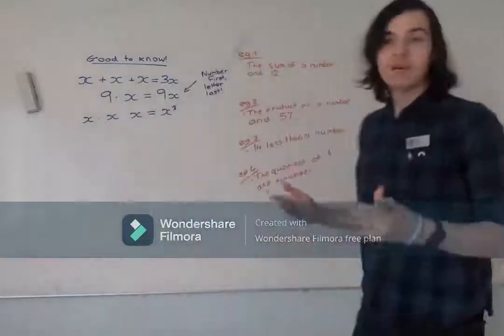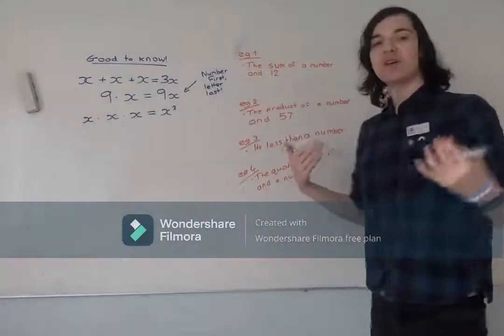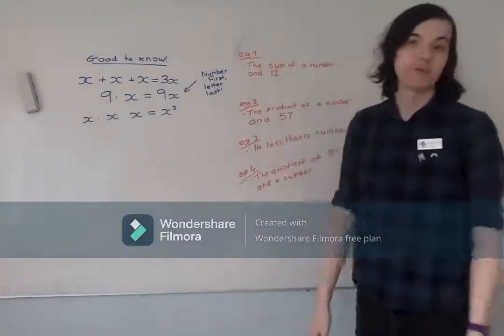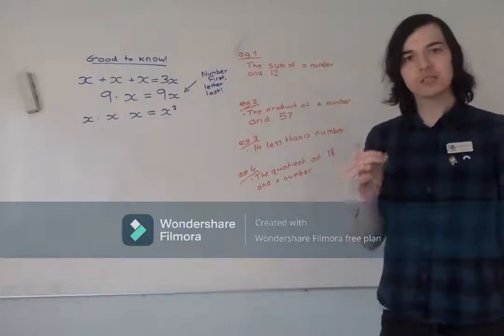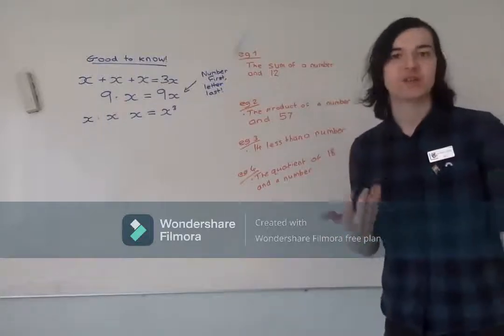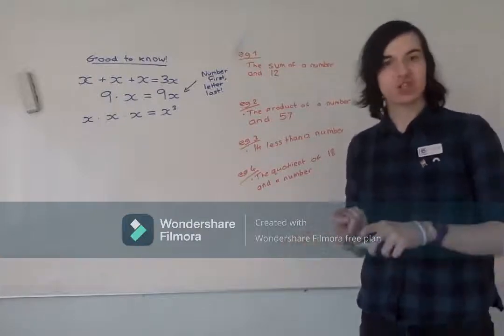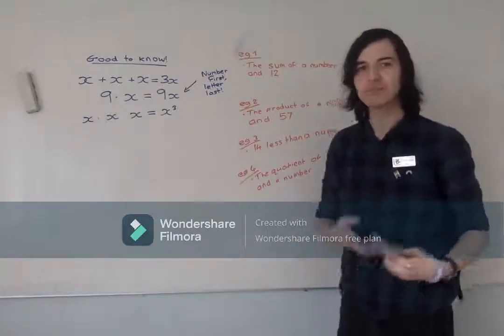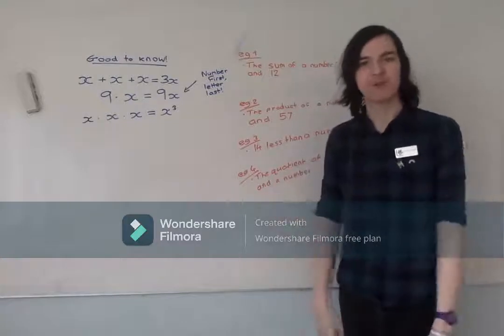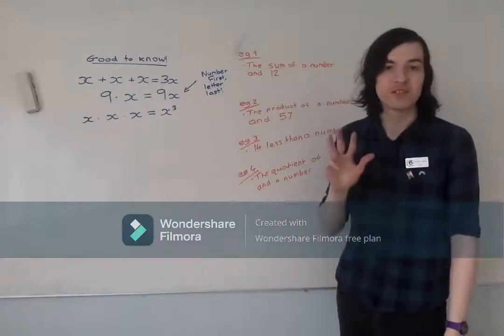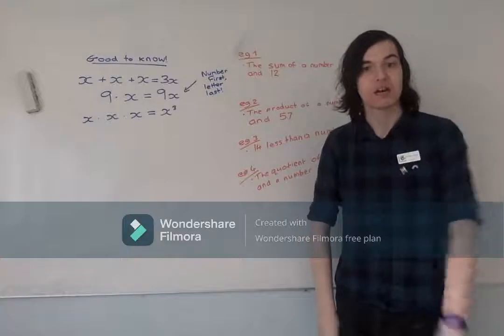The first one we have here is the sum of a number and 12. Now, first things first, there's going to be an operation here. We're writing an algebraic expression. There's going to be an operation. Addition, subtraction, multiplication, division, maybe a square, probably not, but usually one of the first 4 basic operations we have.